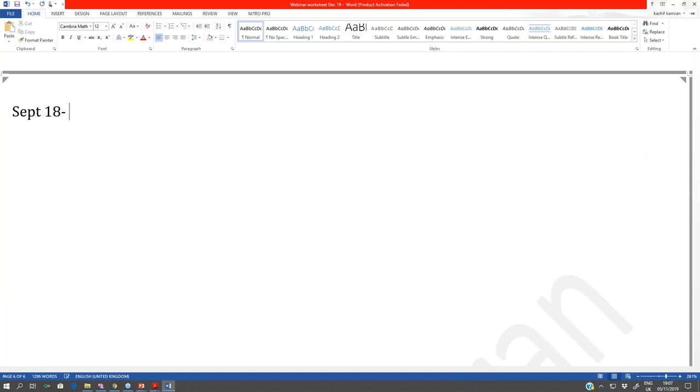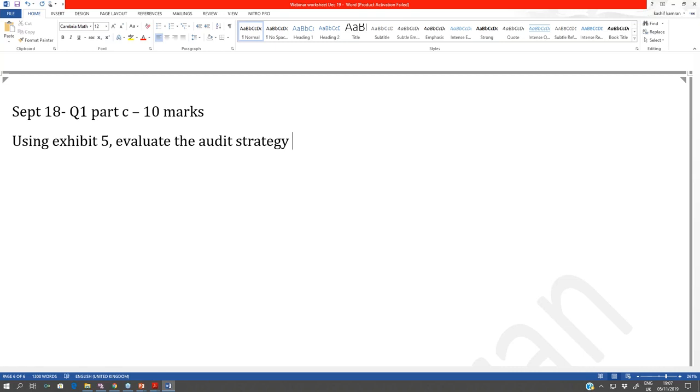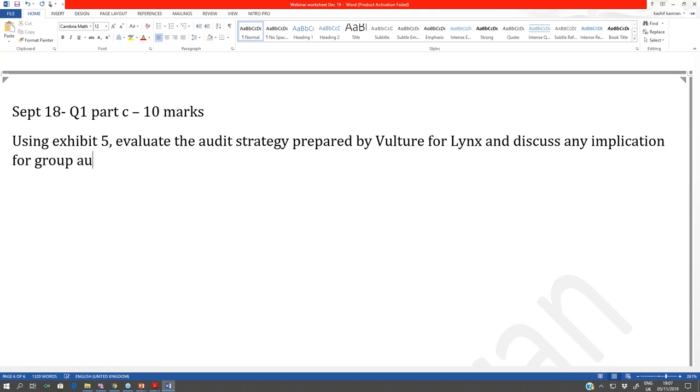Okay, September 18, question number 1, part C, and this question is worth 10 marks. We need to use Exhibit 5 specifically, and we need to evaluate the audit strategy prepared by Vulture for Links and discuss any implications for the group audit. If there are any implications, we need to discuss that for group audit. And the marks are 10.